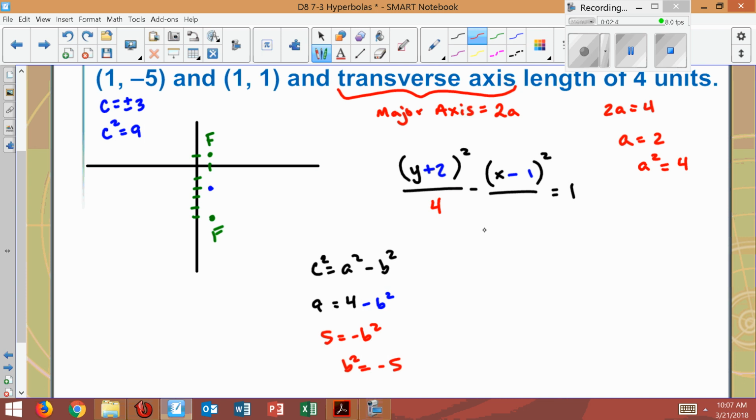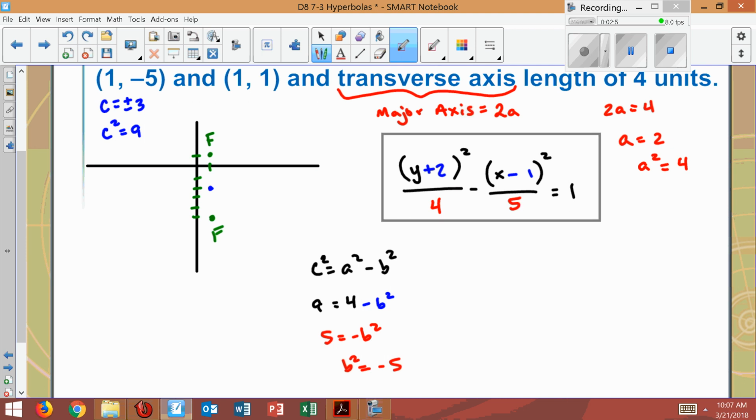I know this is bad math, but we're going to say the negative's already there. All we have to do is put the 5 there. That's going to be our equation. And we're done. That's all that's required.